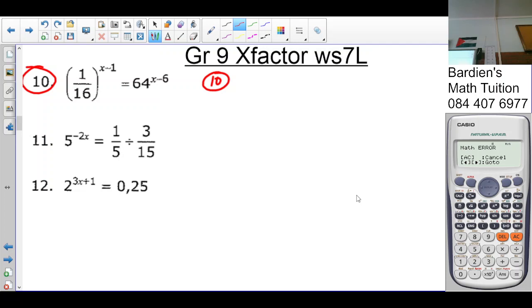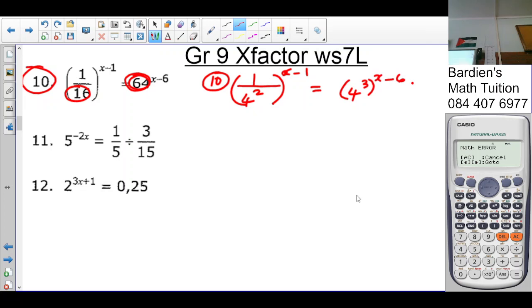Change the bases. Change all the bases. 16 and 64. 16 can be written as 4 squared, and 64 as 4 cubed. Otherwise, you could have written 16 as 2 to the 4 and 64 as 2 to the 6. But since the call was for 4 squared first, I'm going with that. I'm going with 4 as the base because both can be written as 4. So it's 4 cubed raised to the x minus 6.